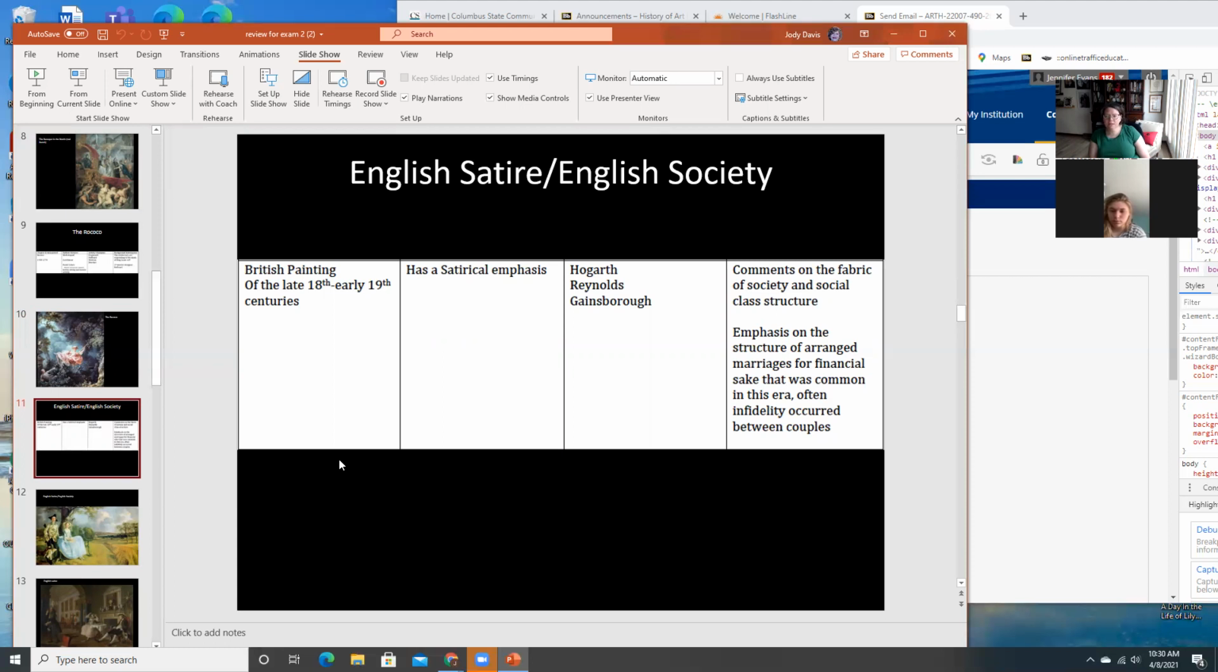These paintings comment on the fabric of society and social class structure, which we'll look at one by Gainsborough, you'll be able to see. And the emphasis on the structure of arranged marriages is very much a common theme within these works of art. As you begin to examine them, you realize that women really are in a precarious position, and oftentimes infidelity is something that happens a lot in this era. Because marriages were more looked at as a business arrangement than they were a love arrangement.